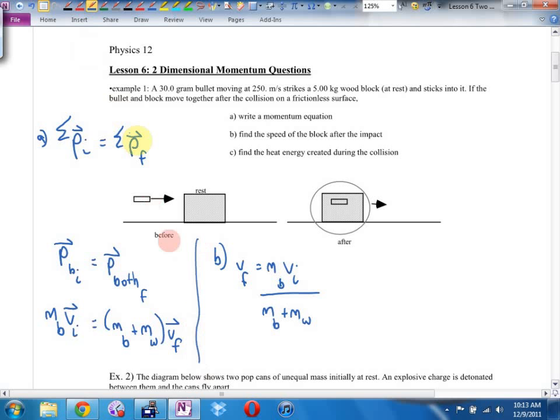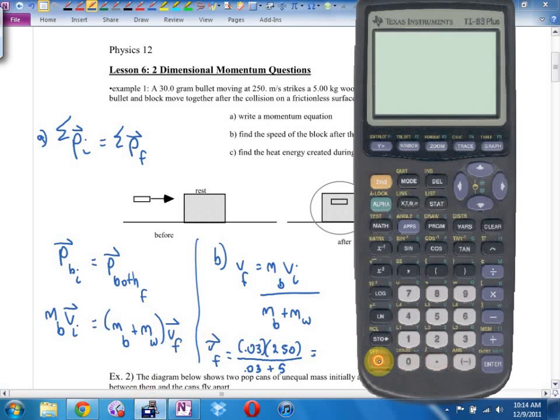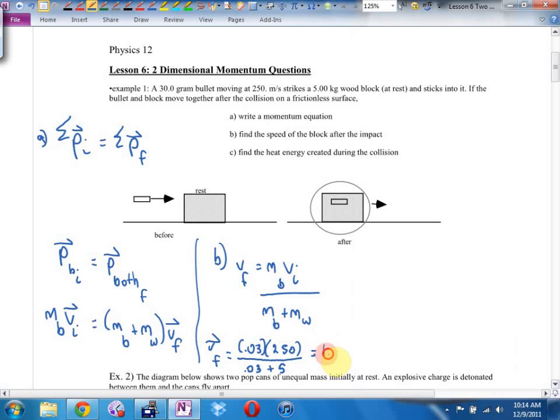V final is going to be 30 grams is 0.03, times V is 250, all over 0.03 plus 5. So 0.03 times 250 all over 0.03 plus 5. You get 1.49? Yep. 1.49 meters per second.